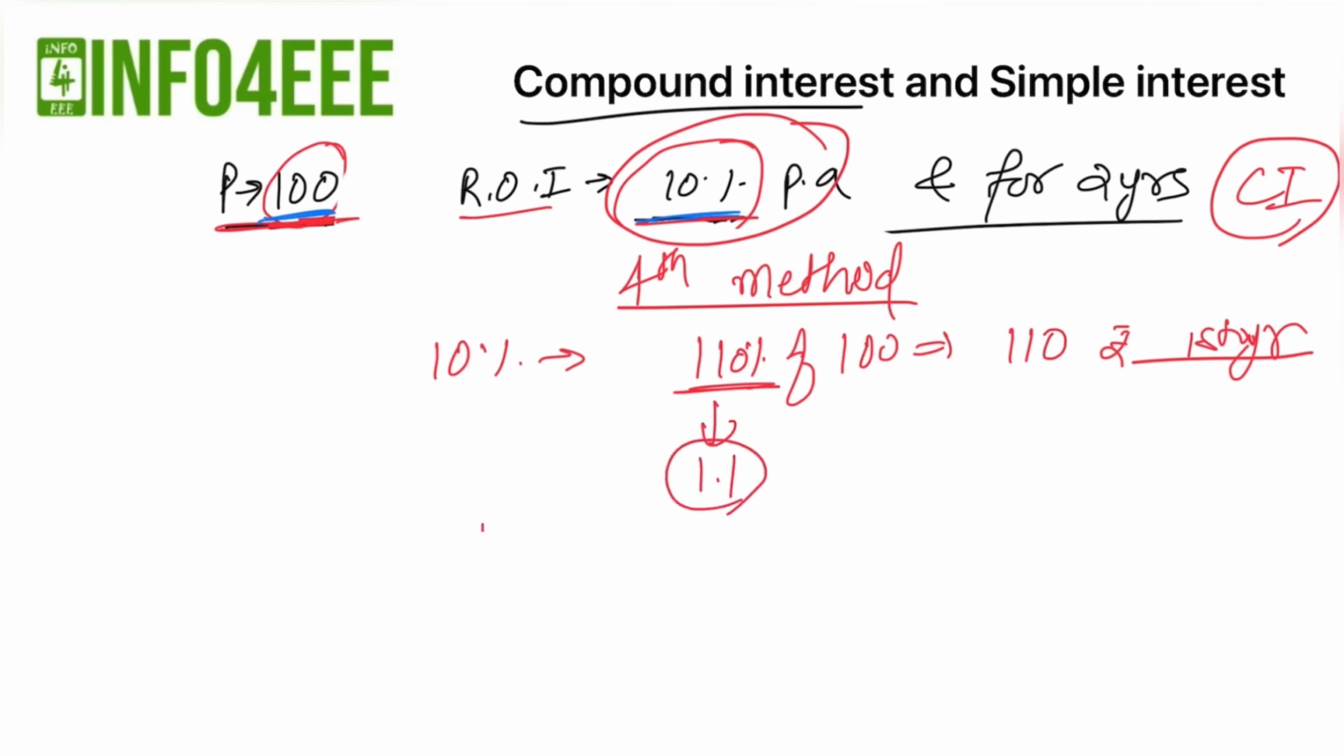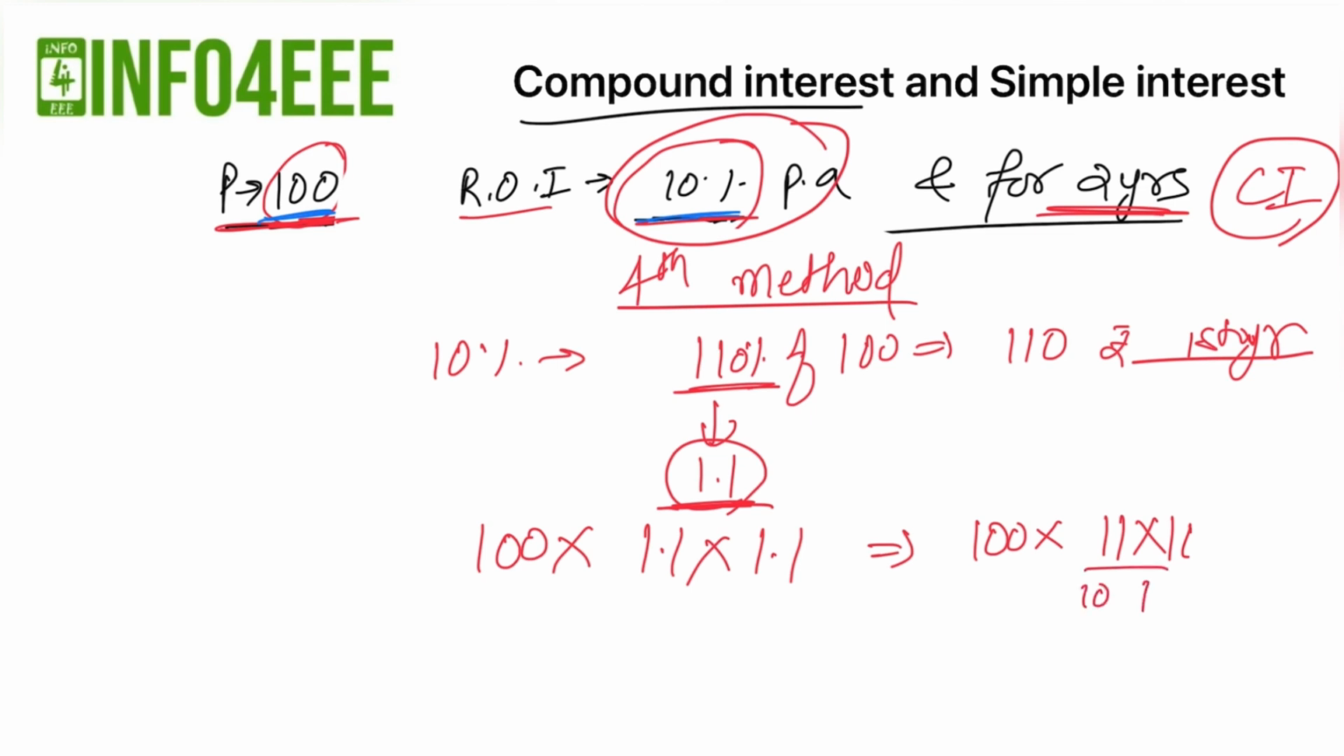So you need to multiply the principal with this value 1.1. So you need to calculate for the 2 years, again 1.1. So this is 100 into 11 into 11 upon 10. So this is gone. 11 into 11 is 121. So the amount which you will get after 2 years will be 121 rupees.